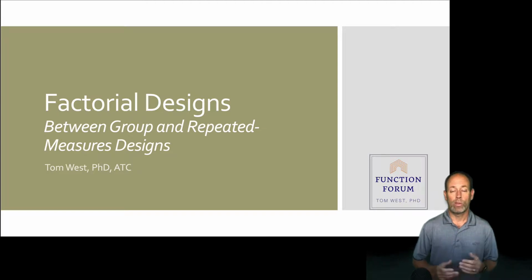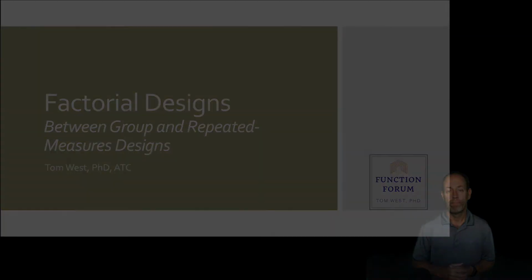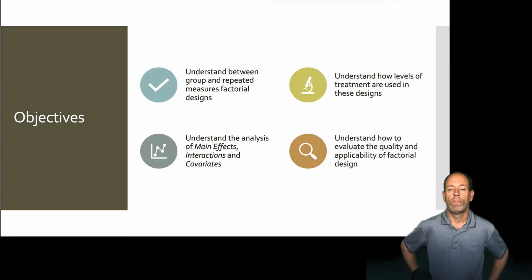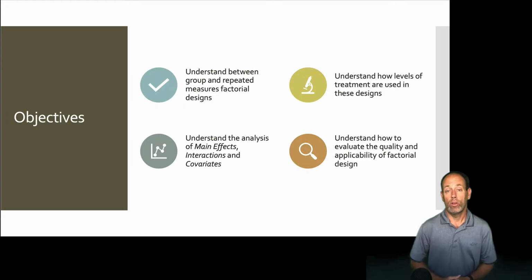And typically with factorial designs, we're looking at treatment groups or variables that have multiple levels, or experiments where we're looking at two independent variables. So the objectives for this unit are to better understand between groups and repeated measures factorial designs. We'll spend a good bit of time looking at different articles that give us examples of these different types of experimental designs.